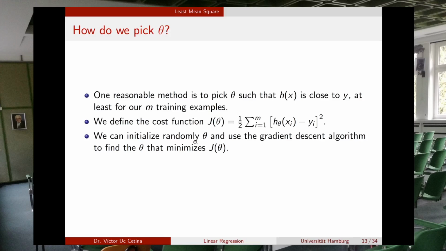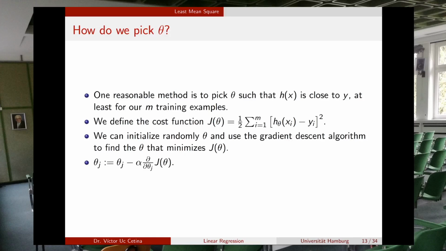We can initialize the parameters theta randomly, and then, as I said, use the gradient descent algorithm to find the optimal thetas, the thetas that are going to minimize this. This is the cost function, which is, as I said, a measure of how close our model is passing by with respect to our set of points.